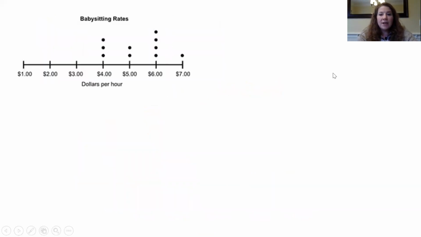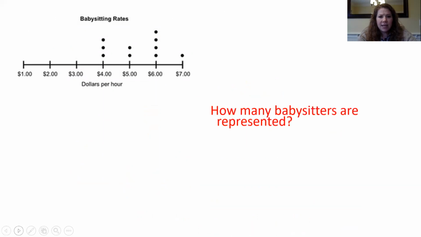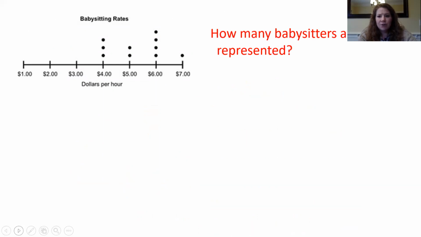All right, so here is a line plot, a dot plot. I just wanted to show you some questions. So let's look at the first question. How many babysitters are represented on this line plot? Well, how do we know that? It's the number of dots, or X's if that's what we used. So I'm counting 1, 2, 3, 4, 5, 6, 7, 8, 9, 10 babysitters are represented on this line plot.